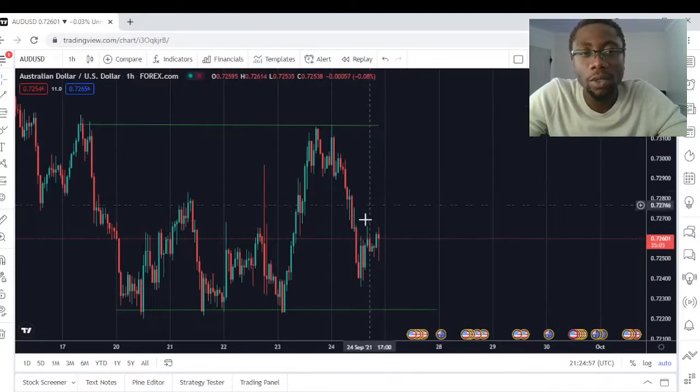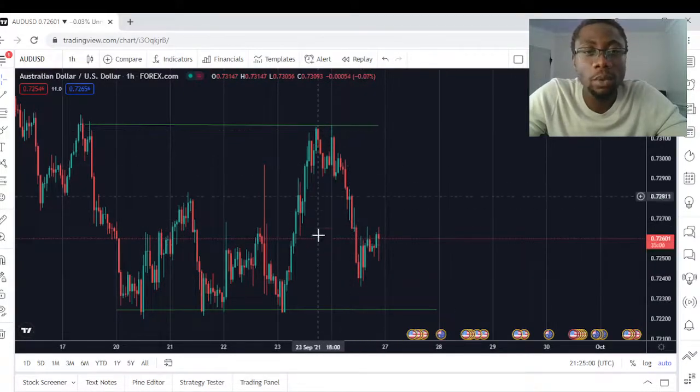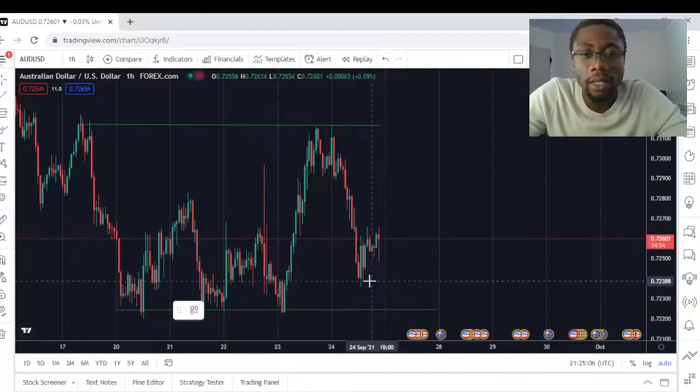That's pretty much it for this AUDUSD. It's pretty simple. We have just 2 levels, and I guess we can count this 3rd one since this is where the market closed at, and it's a little bit higher than the other one.